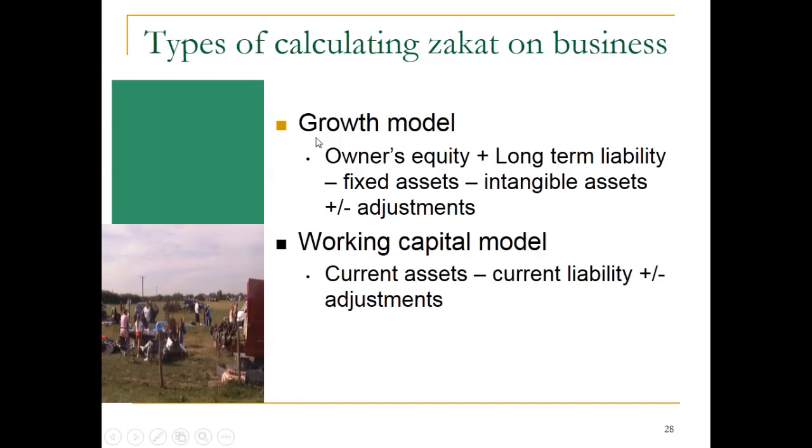Okay, the growth model is basically you take the owner's equity plus long-term liability minus fixed asset minus intangible asset, plus or minus adjustment. So basically, this is the growth model. Whereas for the working capital model, you just take current asset minus current liability, plus or minus adjustment.